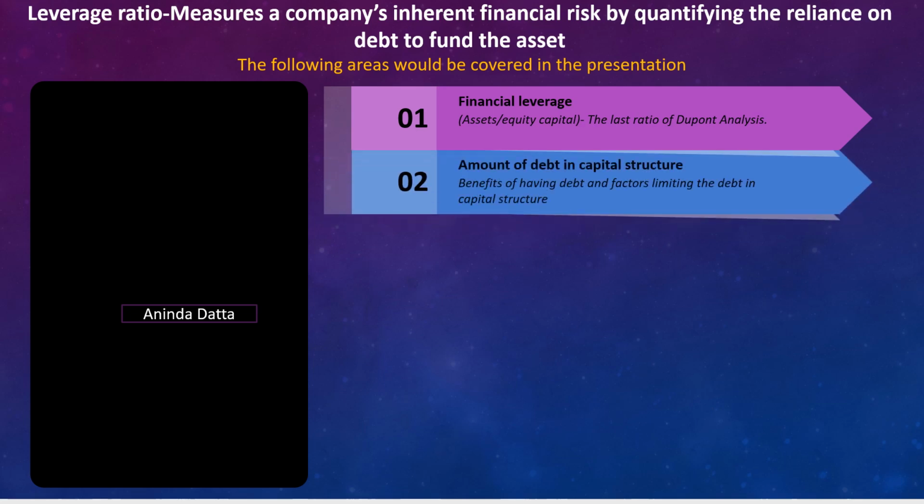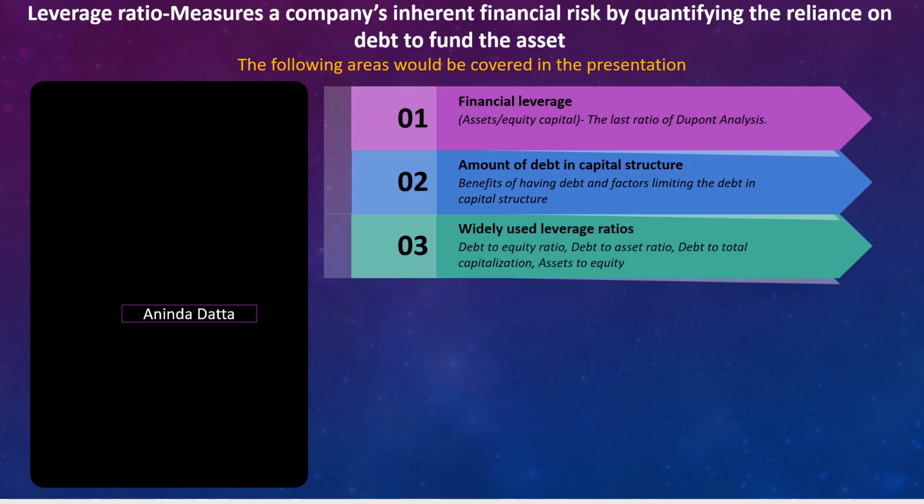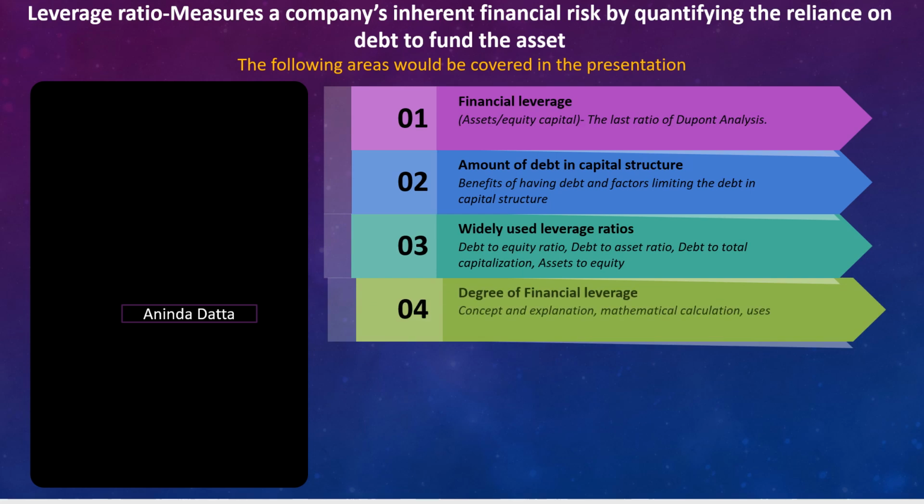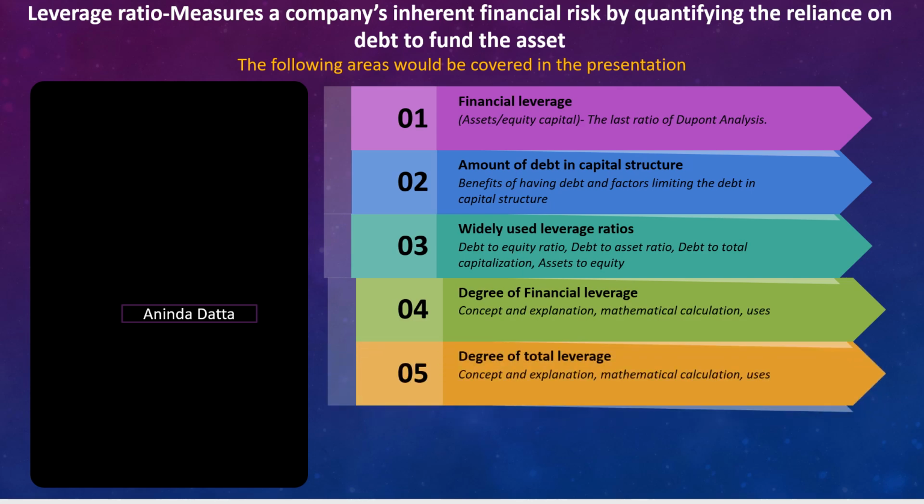Amount of debt in capital structure, the benefits of having debt and factors limiting the debt in the capital structure. Widely used leverage ratios: debt to equity ratio, debt to asset ratio, debt to total capitalization, assets to equity. These are some of the widely used leverage ratios. Degree of financial leverage: concepts and explanations, mathematical calculation and uses. Degree of total leverage: concept and explanation, mathematical calculation and the uses.